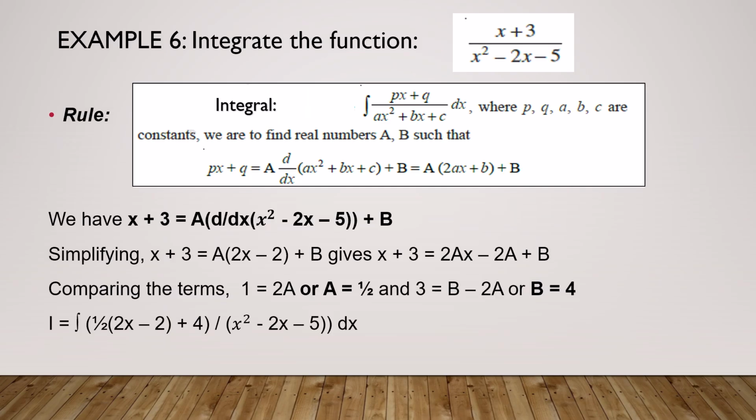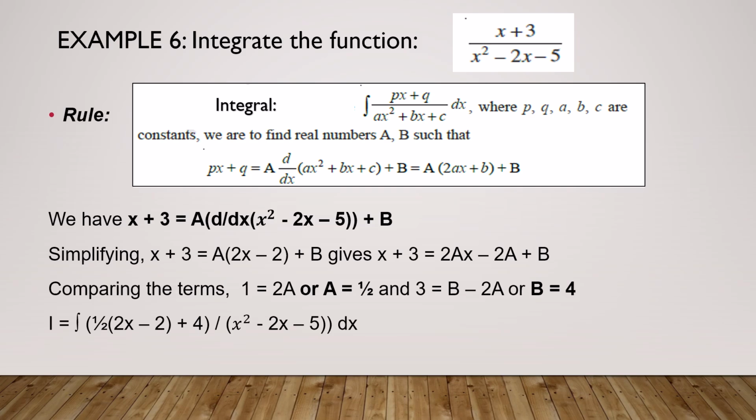Now, next example. These type of examples are really important. You have to integrate the function x plus 3 upon x square minus 2x minus 5. So now basically the integral is of type px plus q upon ax square plus bx plus c. So in this type of examples, wherever you are having px plus q upon ax square plus bx plus c, what you need to do is numerator px plus q you want to express in terms of the denominator. So let that be equal to a into derivative of ax square plus bx plus c plus some constant b.